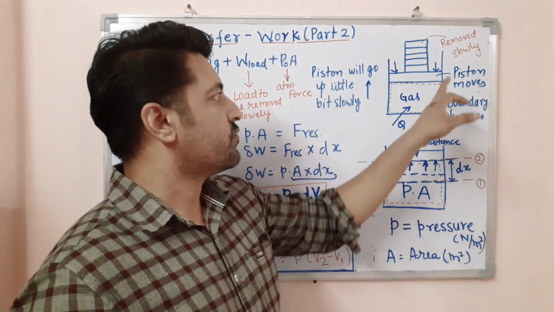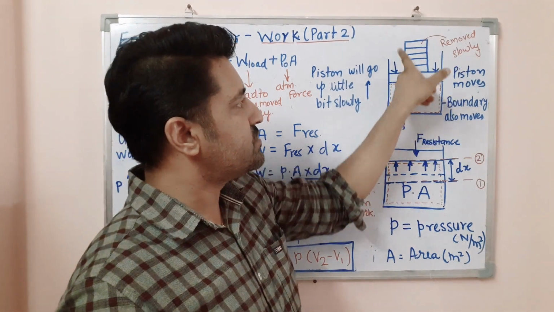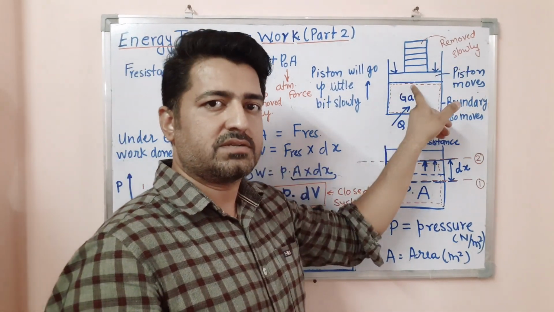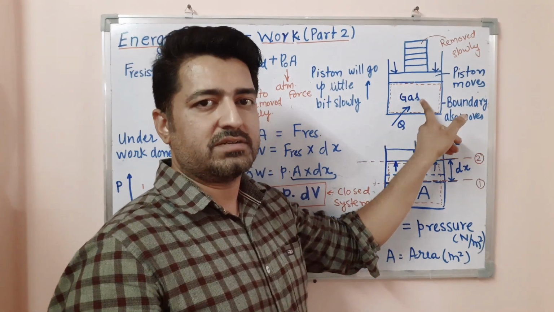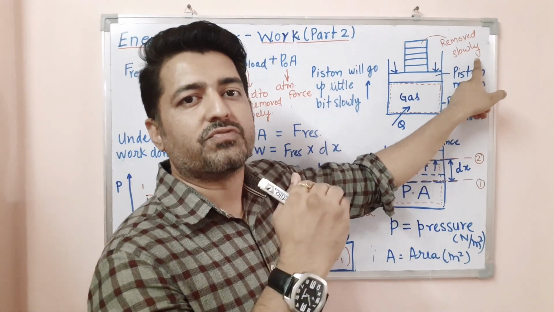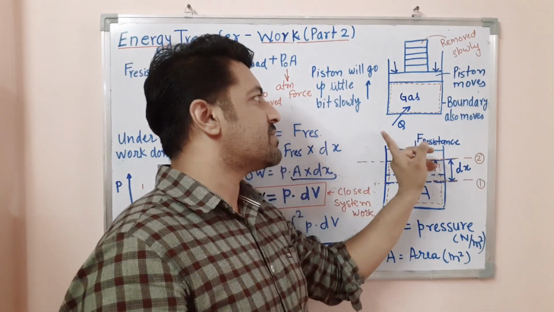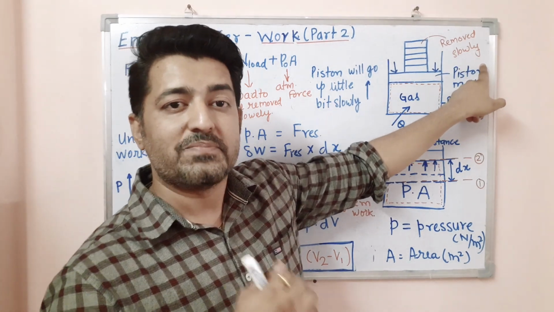So we have a piston cylinder arrangement and we have somewhat small weights placed over the piston. What will happen? We are supplying a small amount of heat and we slowly remove a small weight. The piston will gradually move. Again we supply heat, again we slowly remove a small amount of weight. The piston again moves.